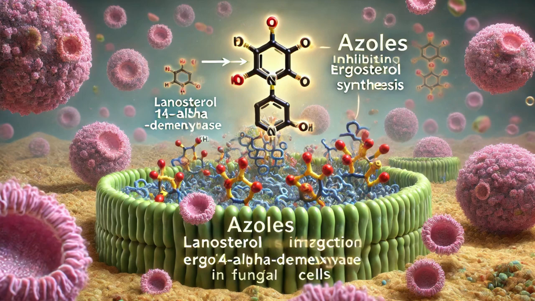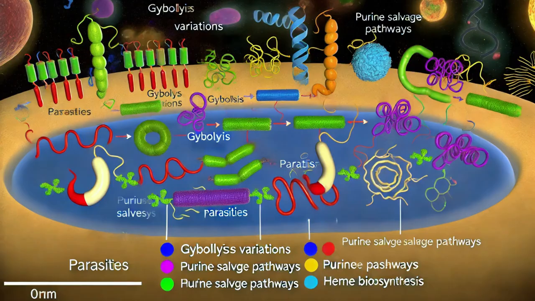Azoles, another class of antifungal drugs, inhibit the synthesis of ergosterol by targeting the enzyme lanosterol 14-alpha-demethylase. This enzyme is involved in converting lanosterol to ergosterol, an essential component of the fungal cell membrane. By inhibiting this enzyme, azoles disrupt cell membrane synthesis, leading to fungal cell death.